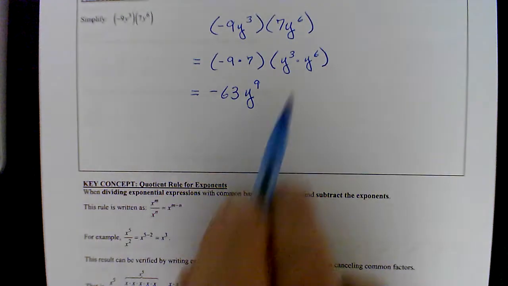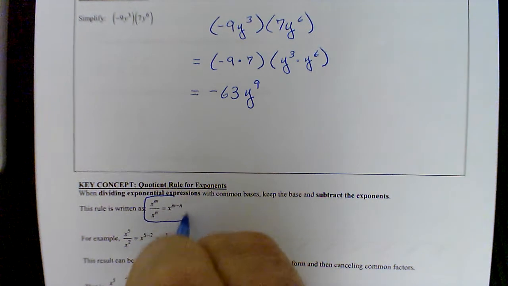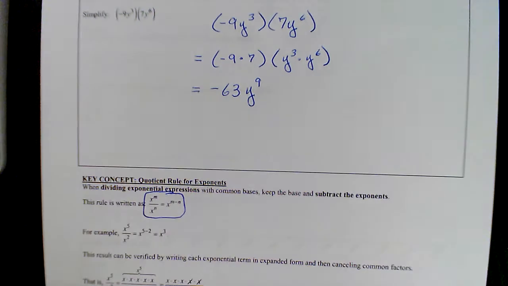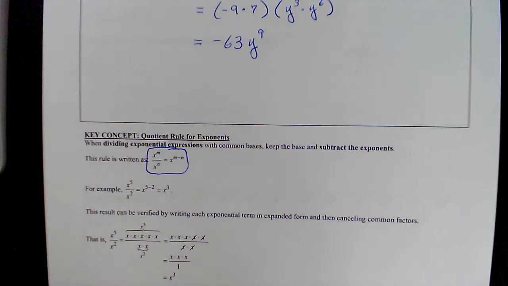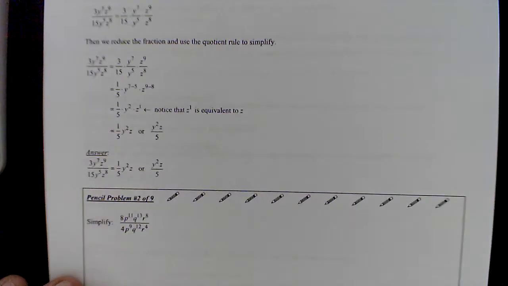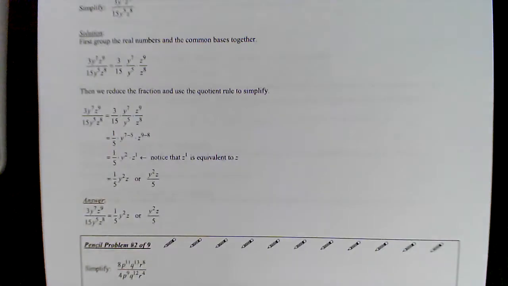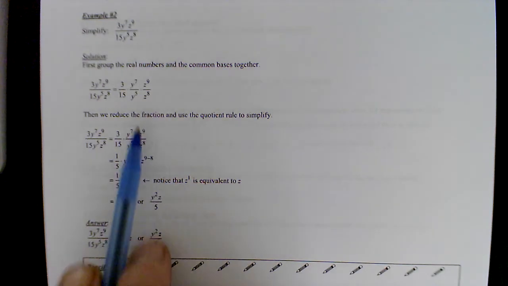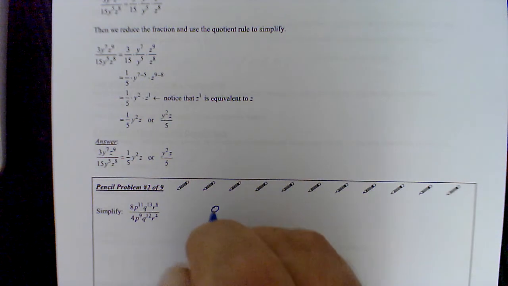We have the quotient rule. Just like multiplication was addition of exponents, for the quotient, division is subtracting exponents. We gave a justification through examples as to why that's true. And moving on to the pencil problem, in the example, you could read through and see how we again group things together. Optional, but sometimes helpful.